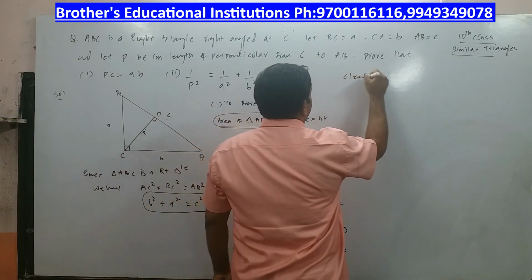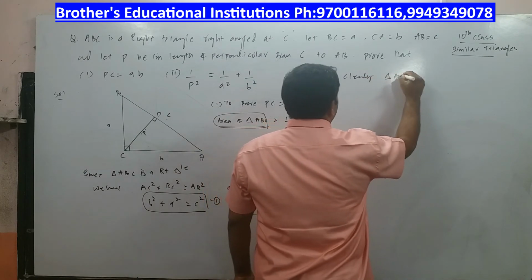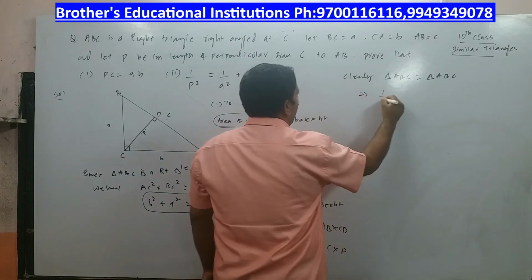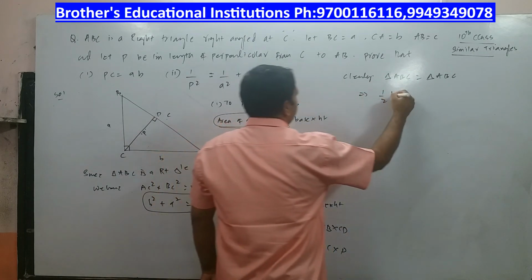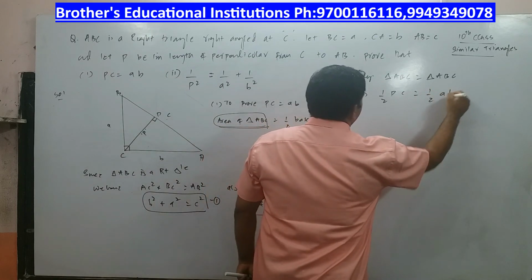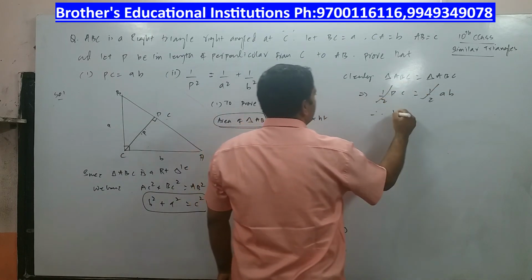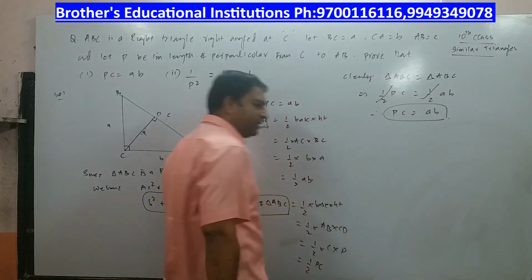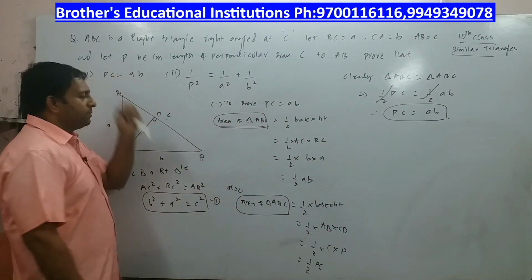I'll write clearly: area of triangle ABC is equal to area of triangle ABC, which implies half pc is equal to half ab, half cancels. Therefore, pc is equal to ab. Alright, pc is equal to ab. We have proved the first part.